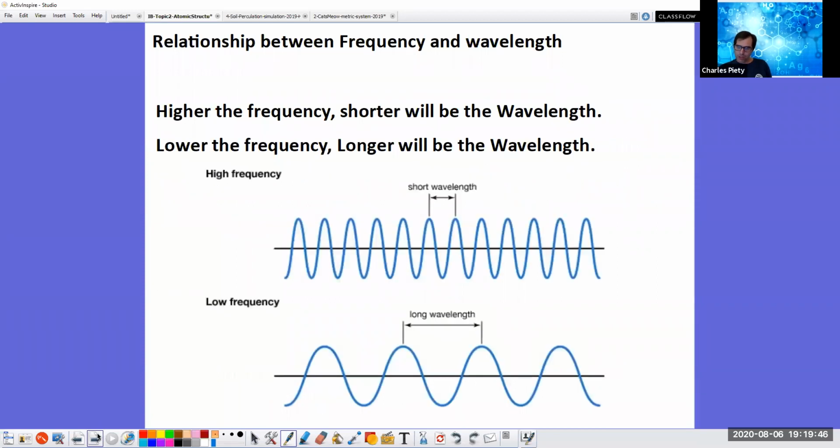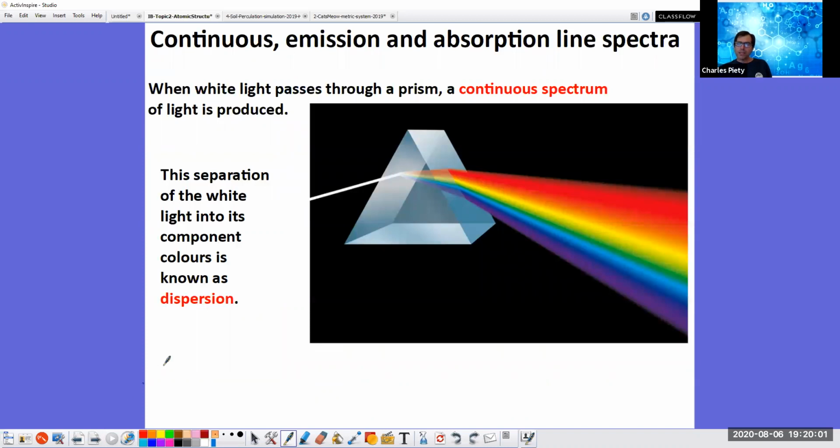Okay, we talked a little bit about this. This is the relationship between frequency and wavelength. Higher frequency, shorter wavelength. Lower frequency, longer wavelength. When white light passes through a prism, a continuous spectrum is produced, right? So it's now separating into these distinct colors. The separation of white light into its component colors is known as dispersion.